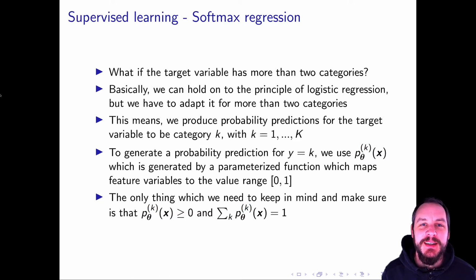And welcome back. In this video we're going to take a look at what I will call, but other people also call, Softmax Regression. This is the extension of the logistic regression model if we have more than two categories. So we are in a situation where our target variable is of categorical nature, but has more than two categories.